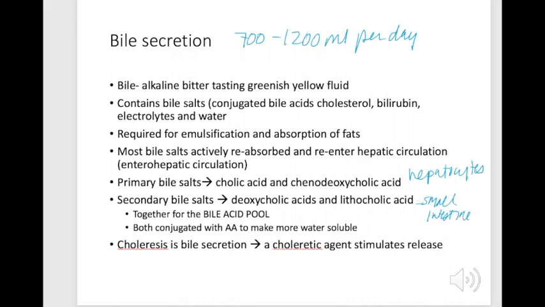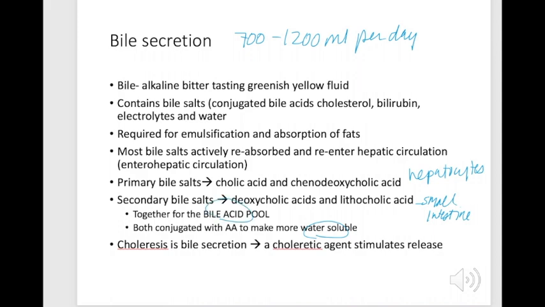Both forms of the bile acids are conjugated with the amino acids glycine and taurine in the liver to form the bile salts. Conjugation makes the bile acids more water soluble, thus restricting their diffusion from the duodenum in the ileum. The primary and secondary bile acids together form the bile acid pool.